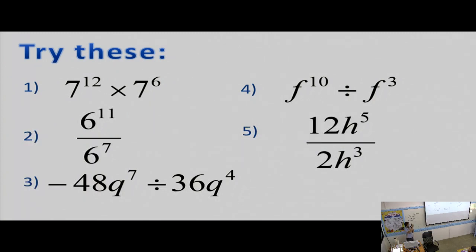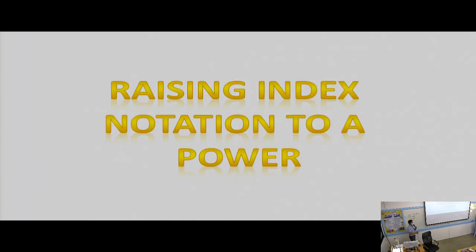So that is exponent rule number 2. Okay? So exponent rule number 1, multiplying exponential numbers, add the exponent. Exponent rule number 2, dividing exponential numbers with the same base, subtract the exponent. Now let's proceed with exponential numbers.